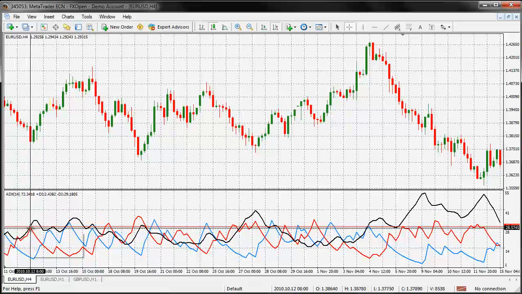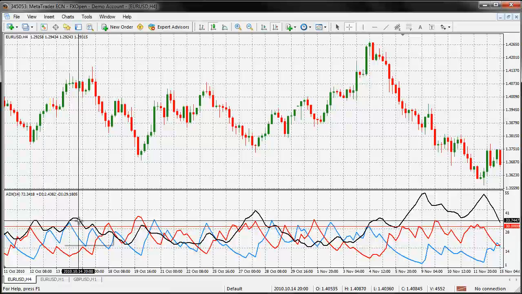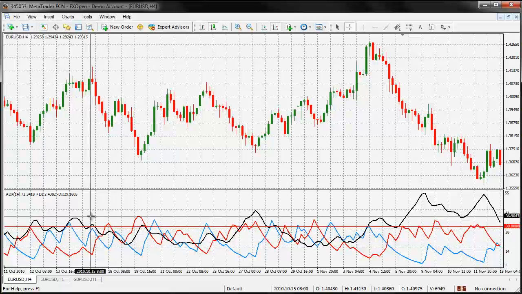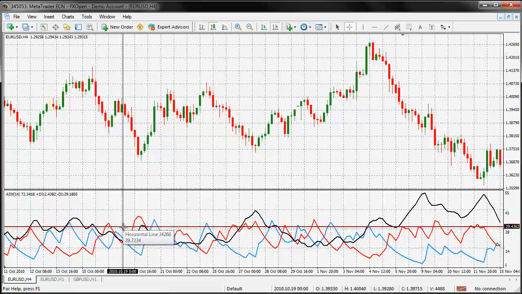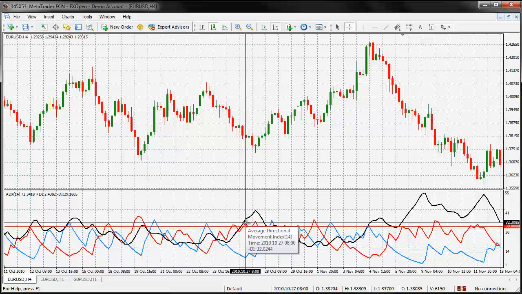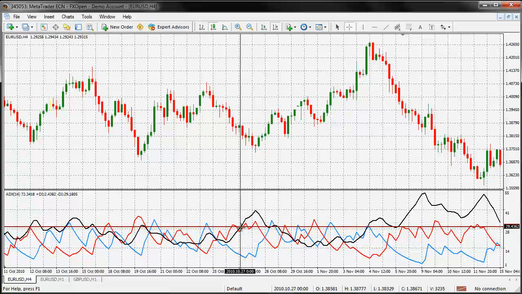When you see the history of this black line not really piercing over the 30 line, there's a pretty good chance it's telling you that you're only going to get a small pip gain if you open any trades that fit the criteria I've explained for opening buy and sell trades.